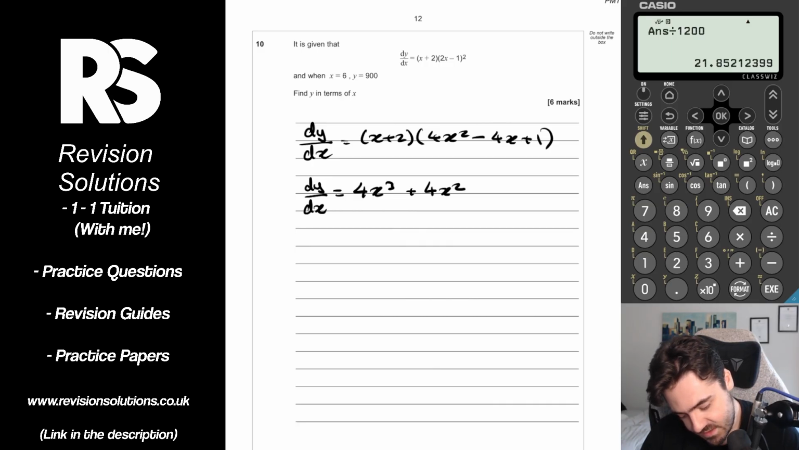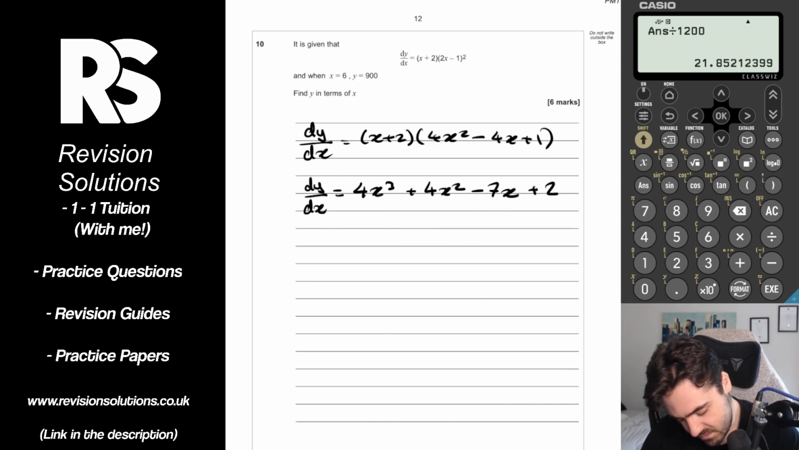Then for the x term, we'll get 2 again, because we'll have 2 times minus 4x. That would be minus 8x. And then we'd have a plus 1 times the x. So that'd be minus 8 plus 1, that's minus 7x. And then we'd have a plus 2 times plus 1 would be the only constant term on the end, so plus 2. Now we have our powers of x we can integrate.